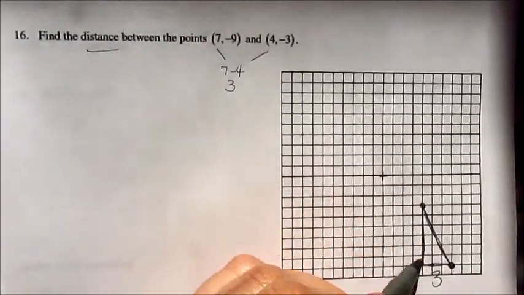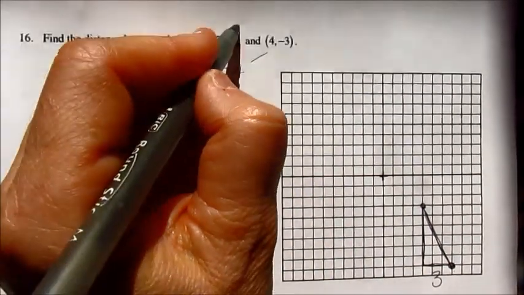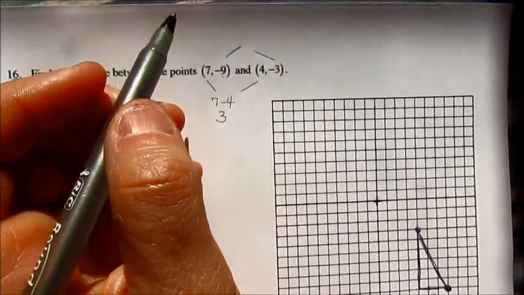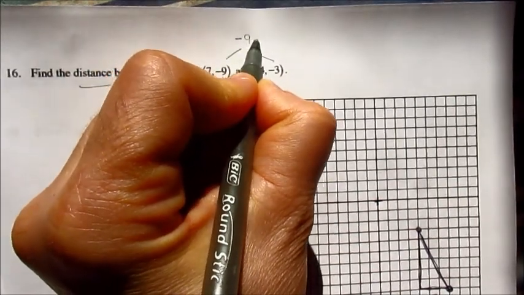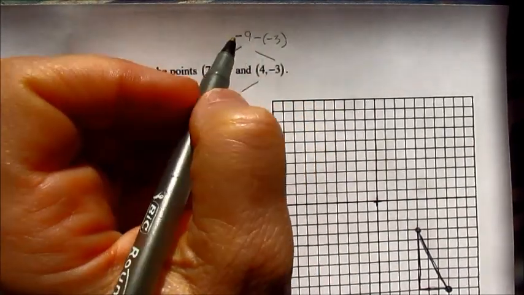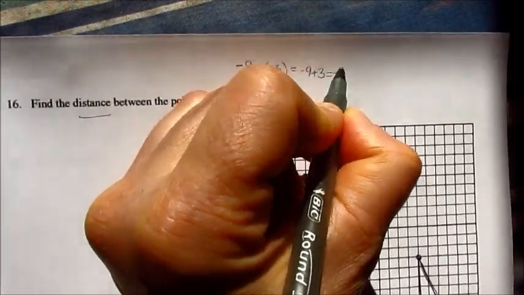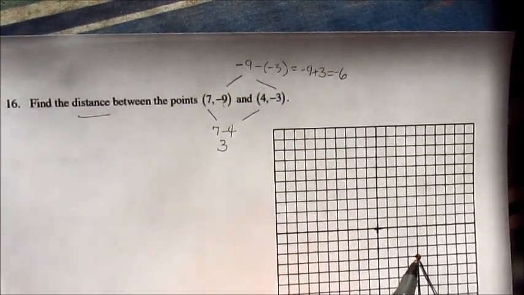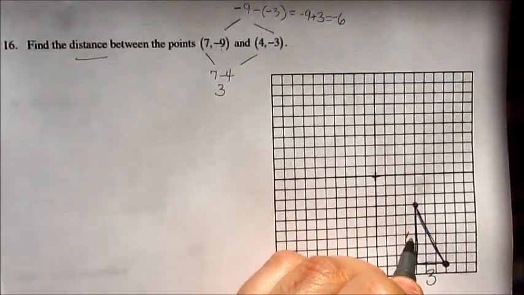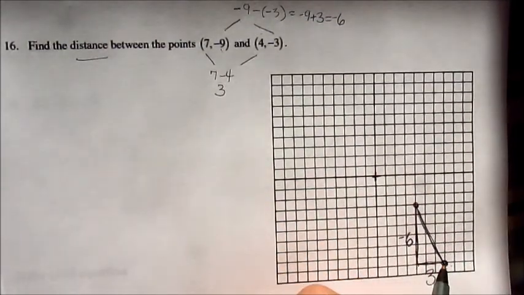Which means the distance from here to here is the distance in the y values. -9 minus -3, which is -9 plus 3, which is -6. This is the reason why it looks negative, because we're actually traveling down. I'll keep it -6. So we went from this point to this point. We've gone down 6 and over 3.